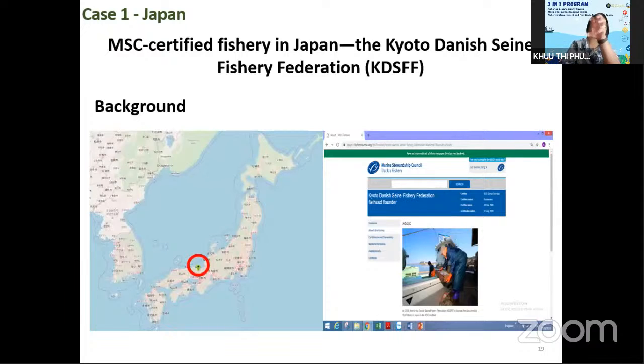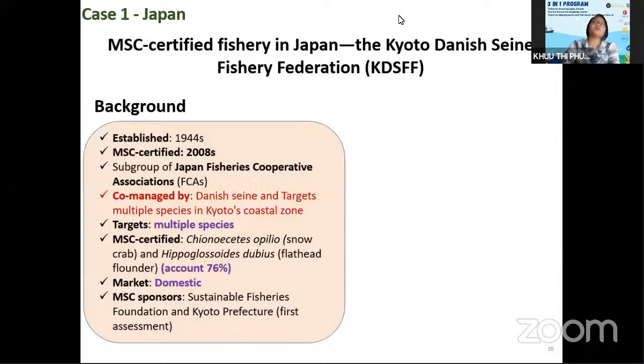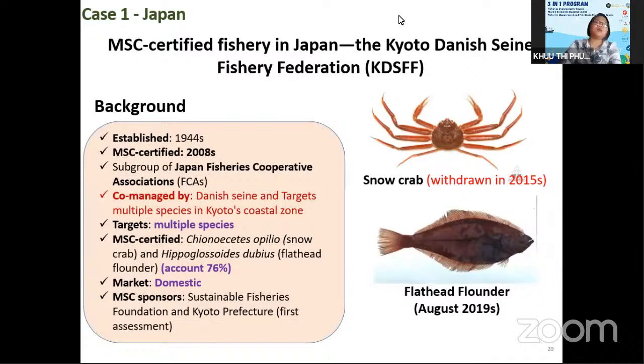The case here is the Kyoto Danish Fisheries Federation in Kyoto, Japan, and you can see here the background. They established their MSC certification around 2008, and they are a subgroup of the Japan Fishery Cooperative Associations, and they apply MSC for snow crab and plastic flounder. The main market is domestic, and the target is multiple species.